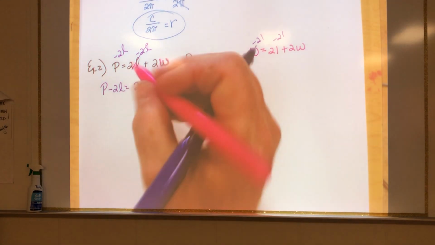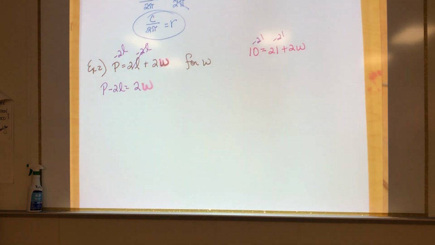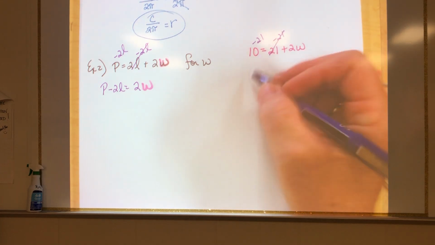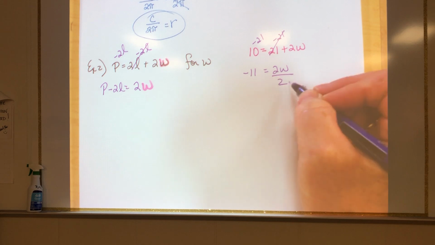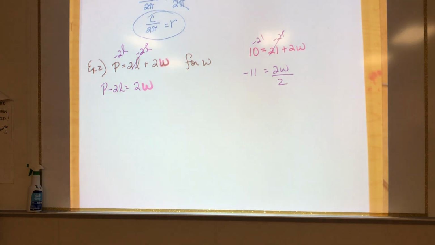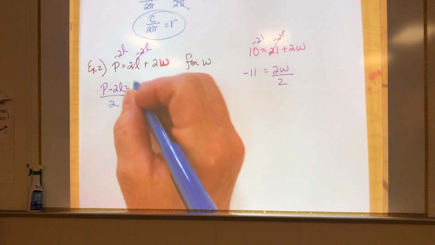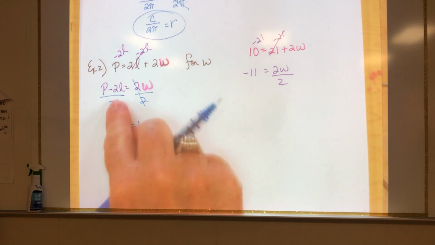Divide by 2. Do what? Divide by 2. And if you still got lost, you could go back over here and you could go, well, that disappeared. That's negative 11 is equal to 2W. Now I divide by 2. Oh, okay. I divide by 2. So I'm going to go over here. Divide by 2. These 2's cancel out, and W is equal to. All right. What about these two?